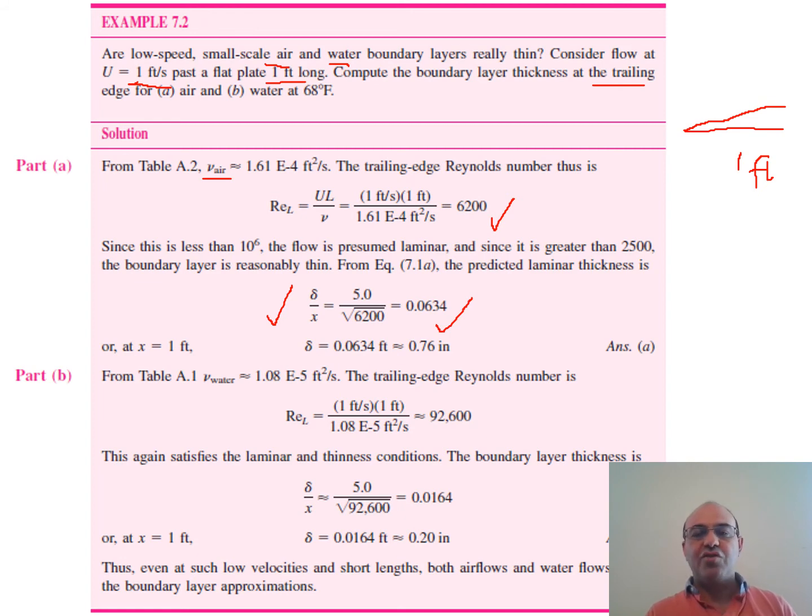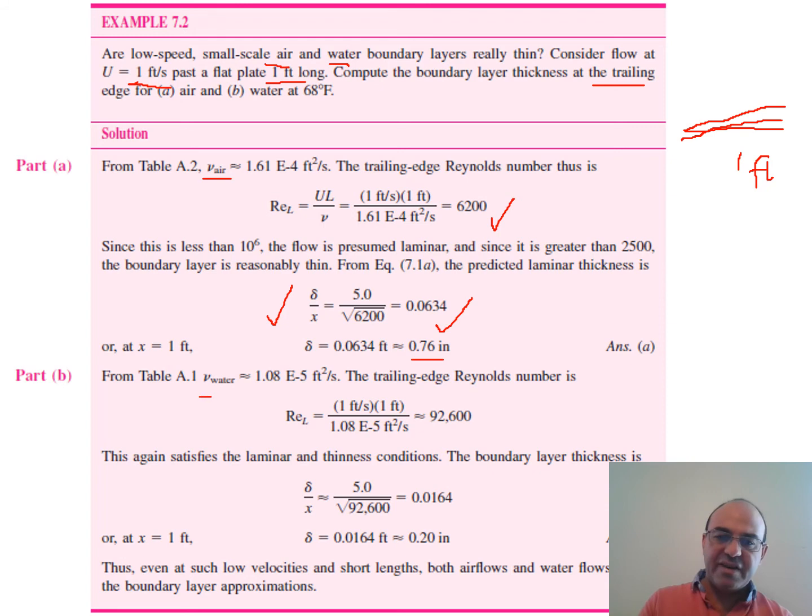0.06, or 6 centimeters; in terms of inches, at x equal to 1 feet, delta is 0.076. So it's not to scale. It means that in reality the thickness would be something like this if we want to draw it to scale. Yes, it is quite thin, less than 1 inch at a distance of 12 inches from the beginning, and this was for a laminar flow and for air.